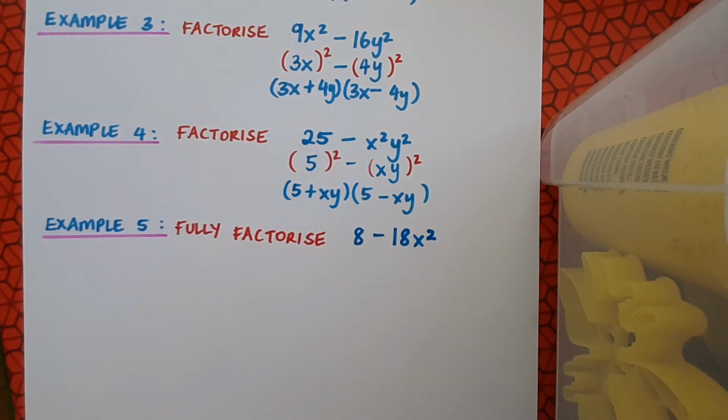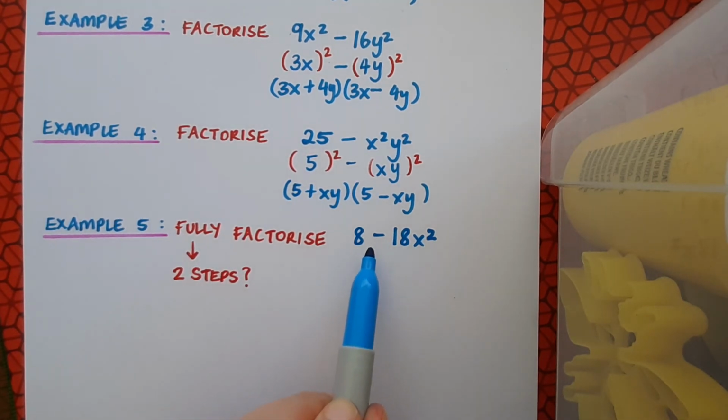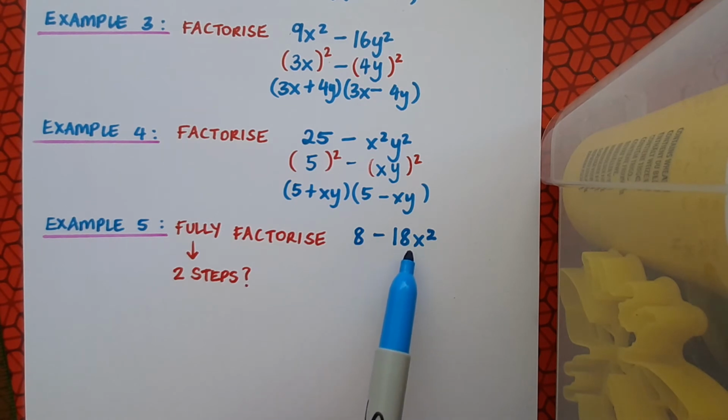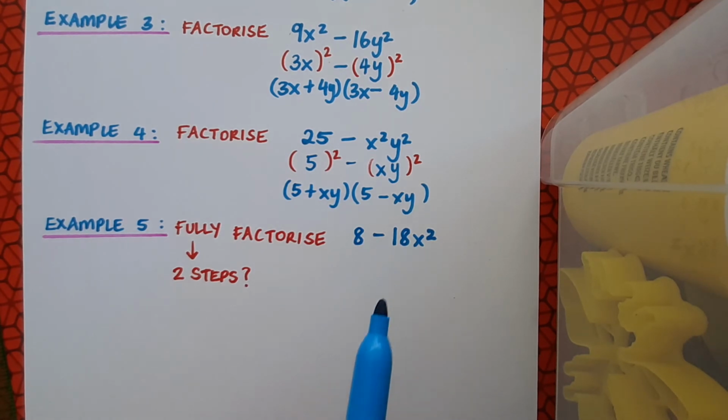Example 5 looks a little bit different. It doesn't just say factorise, it says fully factorise. This is a hint that I probably have 2 steps in my solution. And in fact, when you look at the 8 and the 18, they stand out as not being square numbers. So what I need to do first of all here is a little bit of basic factorisation. I need to have a think about these two terms and see, do they have anything in common first?